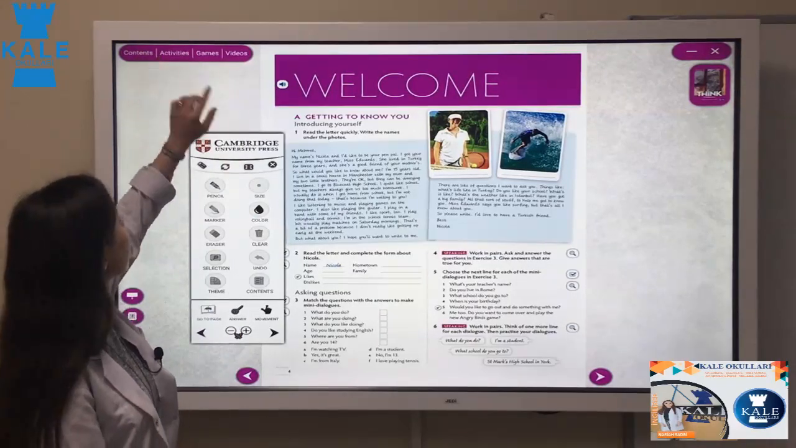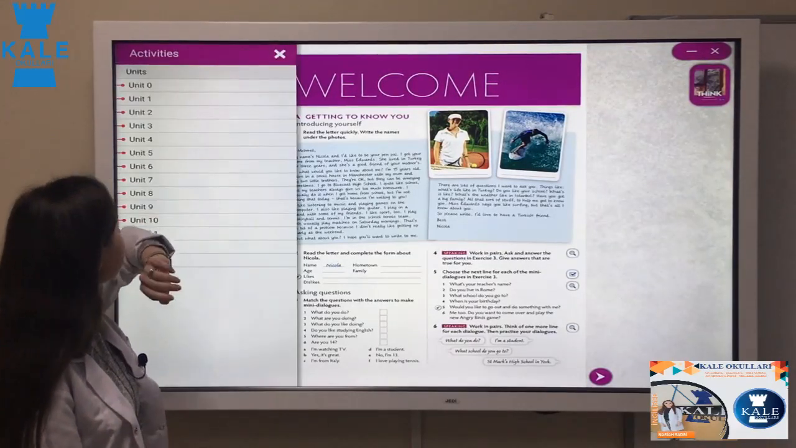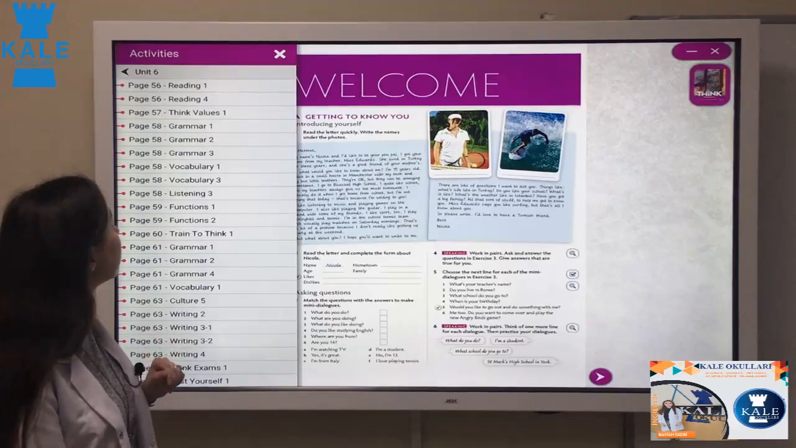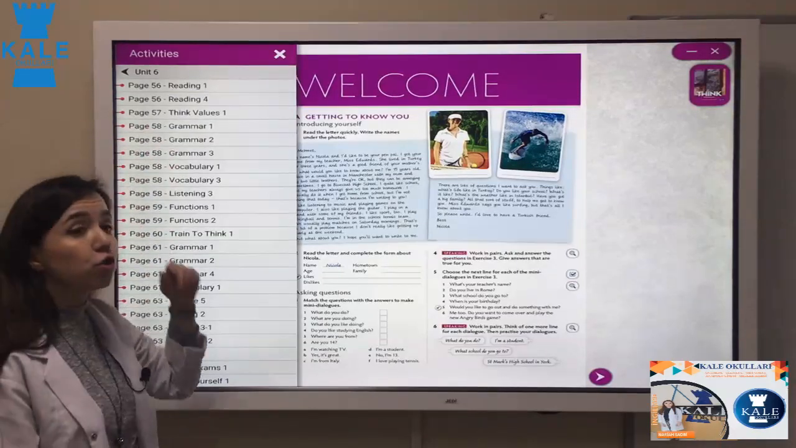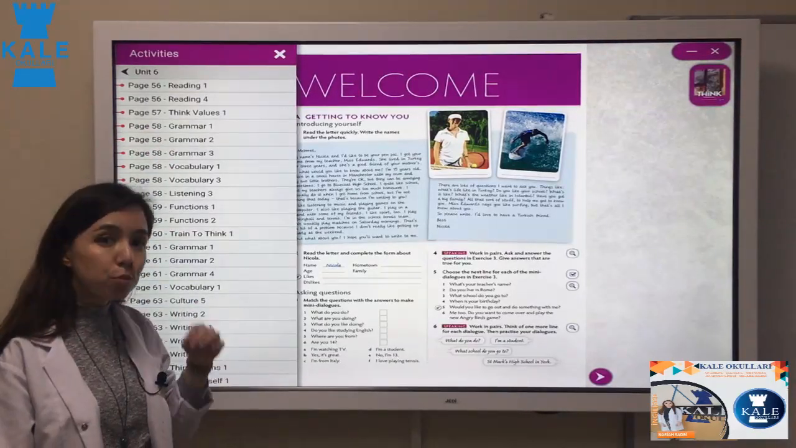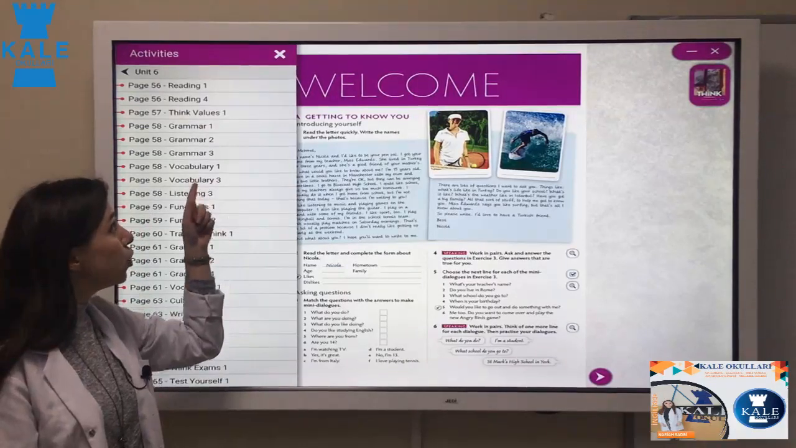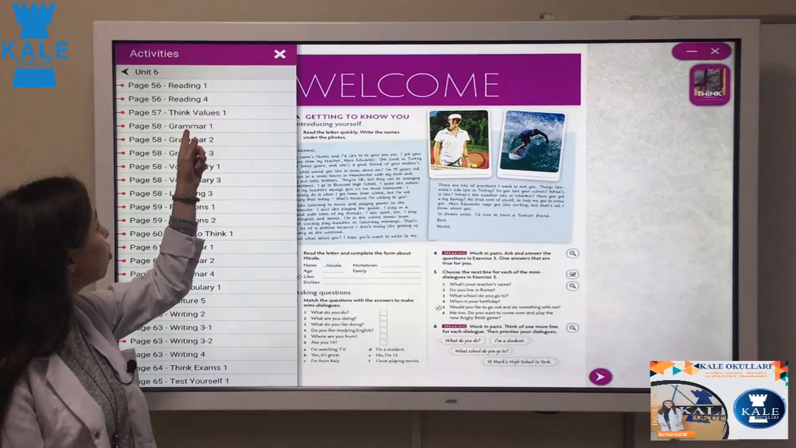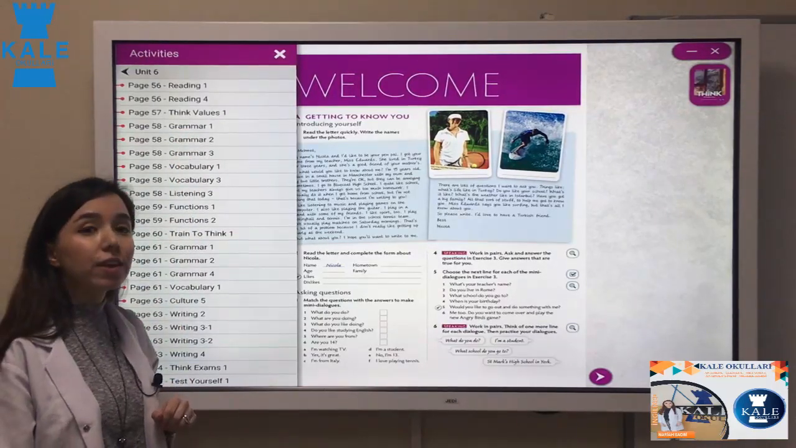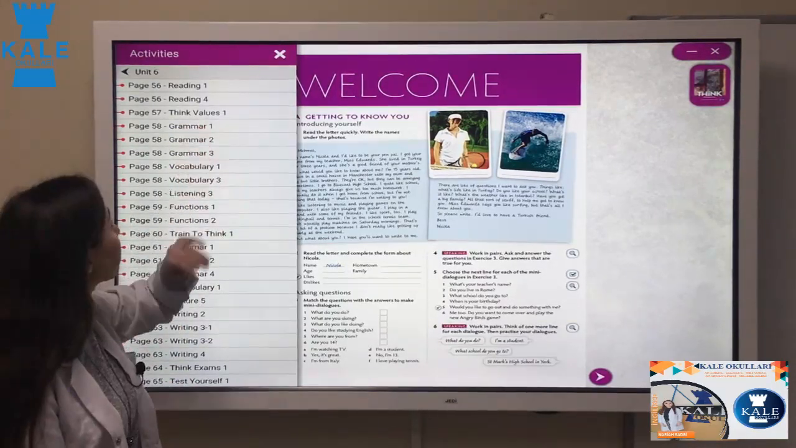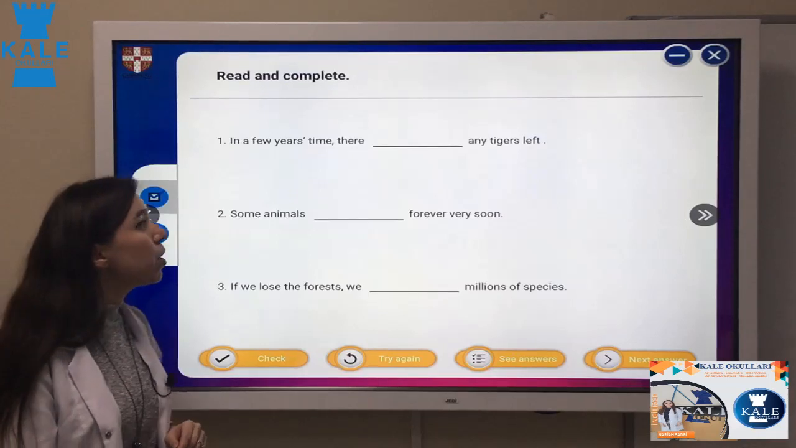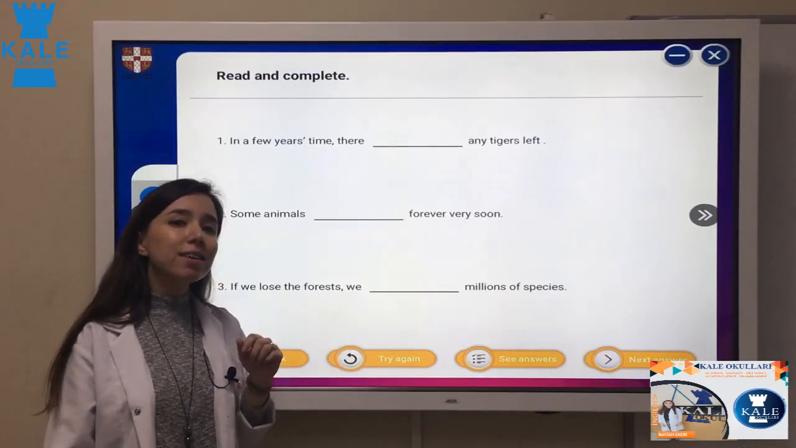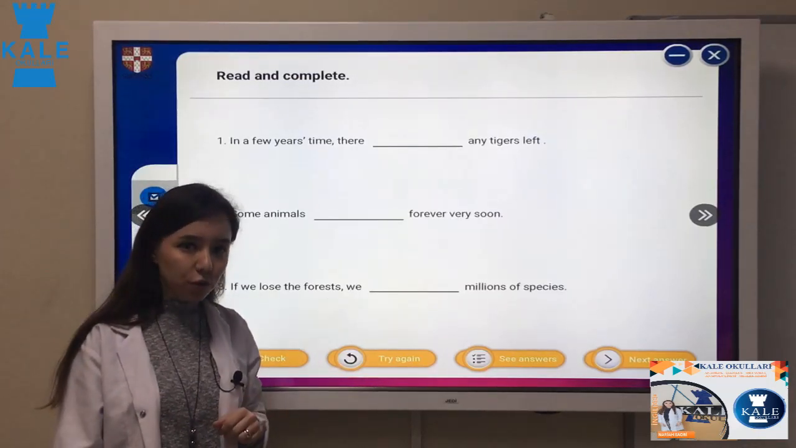So look at here, we have some activities. I want to go to unit 6, and the students who have the book now at home can use this. And also look at here, this is unit 6. I'm going to open page 58, the grammar part. This is about the future forms. First I want to talk about the future forms.